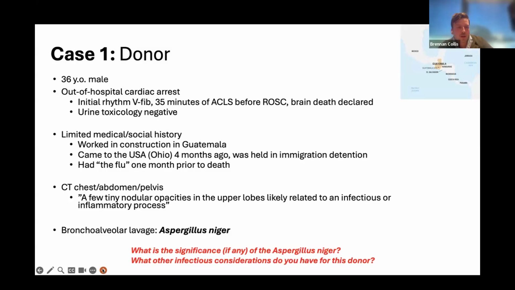In workup for their donor evaluation, the CT chest was noted to identify some nodular opacities in the upper lobes, thought to be related to an infectious or inflammatory process. And then after organ procurement, we've got this donor BAL result with Aspergillus niger.